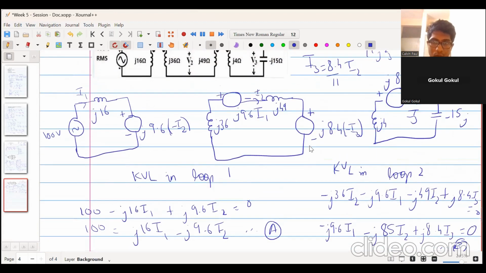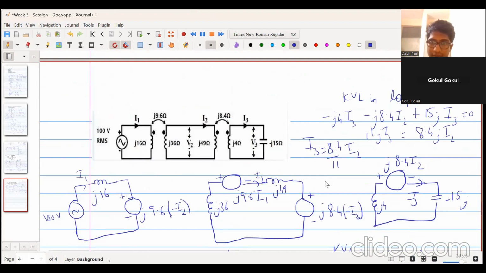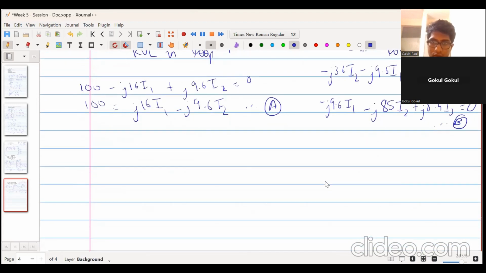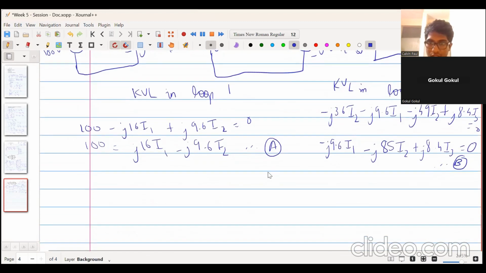Okay. So now we got I3 in terms of I2. Now we substitute this I3 in this equation. So we will get it to be of this form.